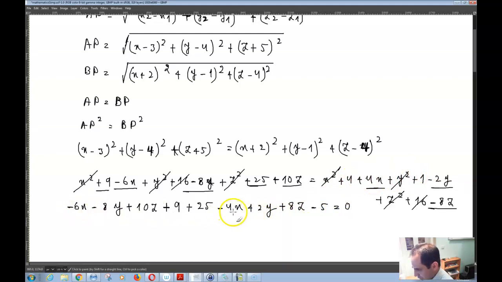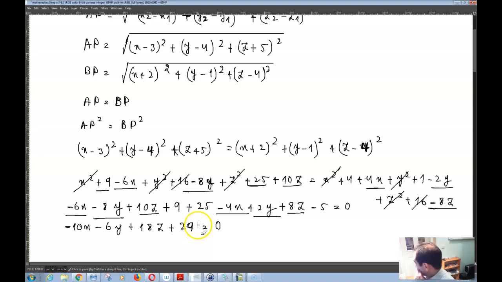Now, negative 6x minus 4x is equal to negative 10x. Negative 8y plus 2y is equal to negative 6y. And 10z plus 8z is equal to 18z. 9 plus 25 is equal to 34. 34 minus 5 is equal to 29. Plus 29 is equal to 0. And we cannot simplify this, so the equation is negative 10x minus 6y plus 18z plus 29 equals 0.